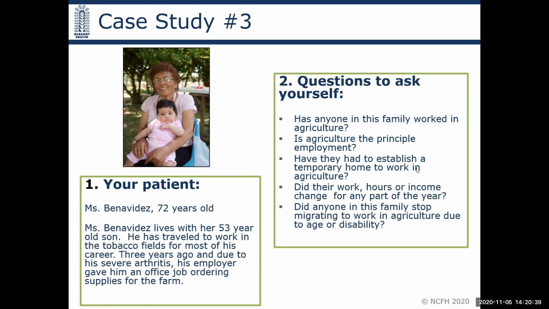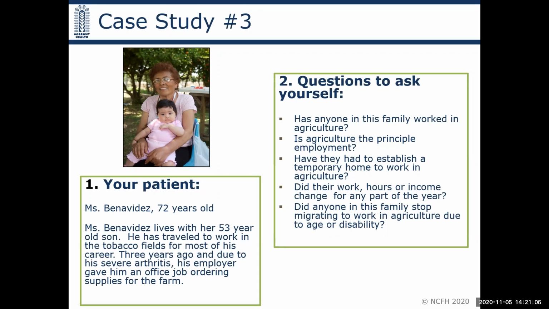And then case study number 3, we have Ms. Benavides. She's 72 years old, and she lives with her 53-year-old son. Her son has traveled to work in the tobacco fields for most of his career, but 3 years ago, his job changed due to his severe arthritis. So his employer gave him an office job ordering supplies for the farm. So how would we classify Ms. Benavides?